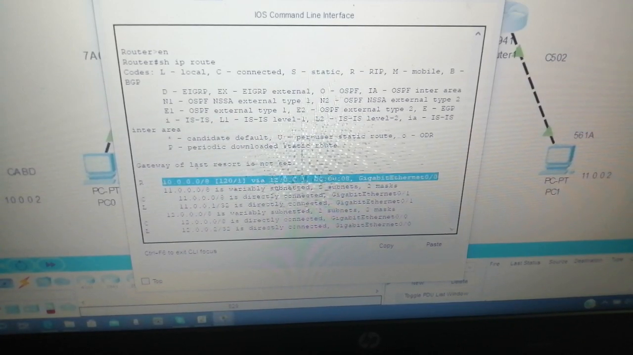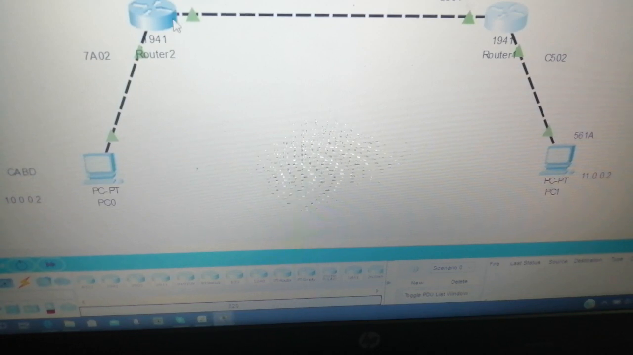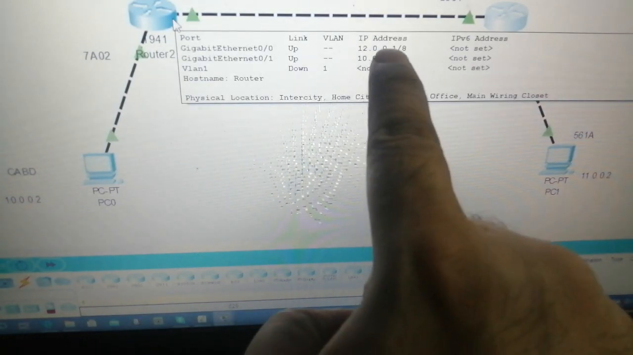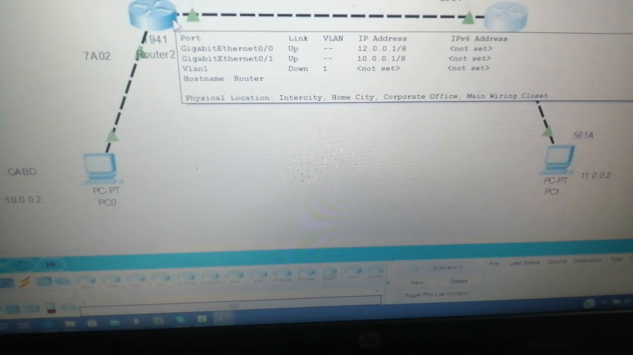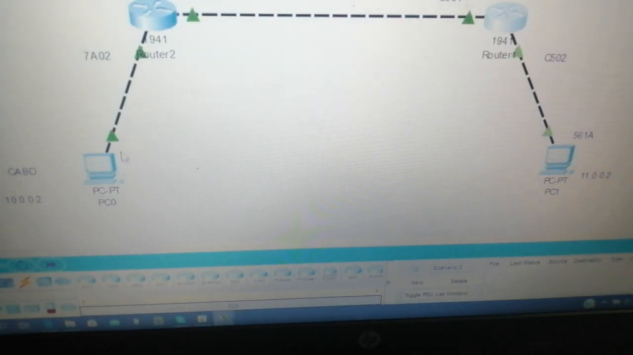Now let's see. 12.0.0.1 is assigned to this port over here, and this is the network 10.0.0.0. So from this router over here, its routing table is stating that we can reach the network 10, which is over here, through this port. So that's how a router checks where to send the packet in the network.